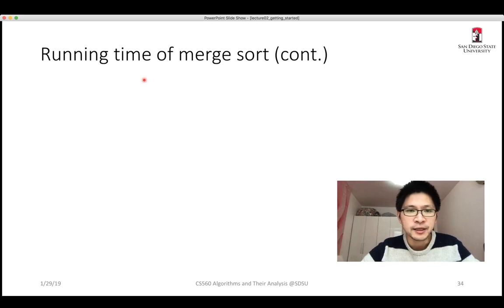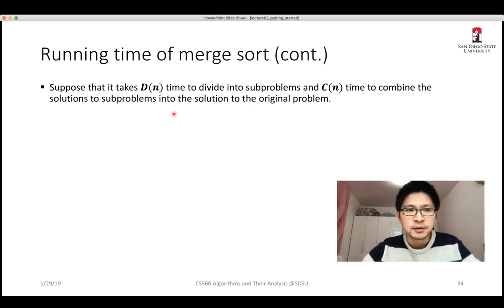After we have defined the notation of running time as T of n, we further suppose that it takes D of n time to divide the problem, because in the divide and conquer approach, we need to divide an original problem into multiple subproblems, and C of n time to combine the solutions from the subproblems into the solution to the original problem. So C of n is the time for the combine step.